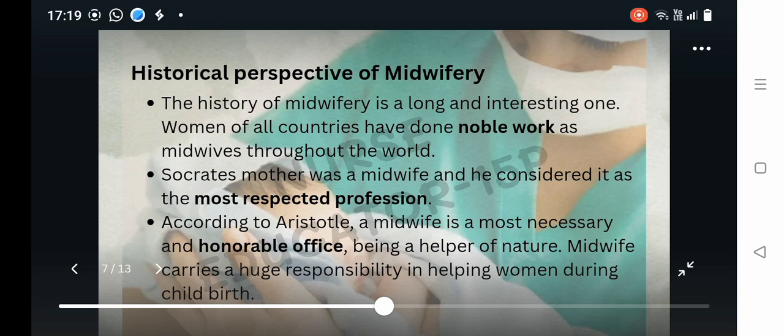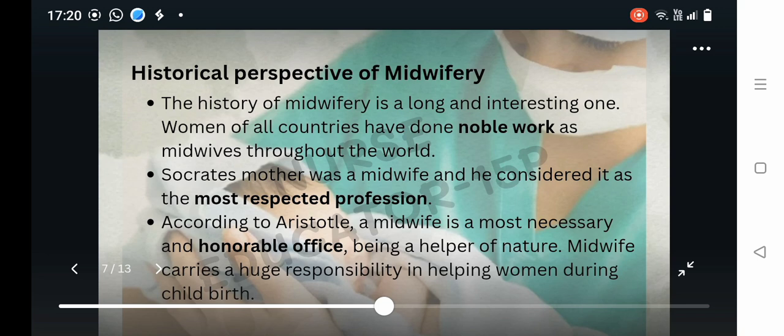The history of midwifery is a very long and interesting one. Women of all countries have done noble work as midwives throughout the world. Noble work means it is very professional work, right? To help the woman during delivery is a very noble work, and midwives throughout the world have done this noble work.